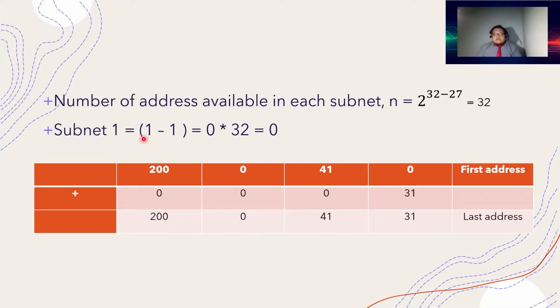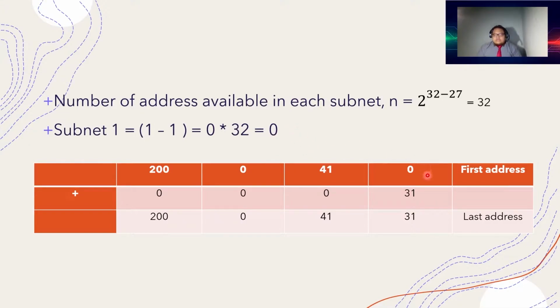So in this we are going to use subnet 1 because this is the early subnetting process. So subnet 1 equals 1 minus 1, then we get a total of 0, and from here we multiply it with the number of addresses available, which is 32, and it is equal to 0.